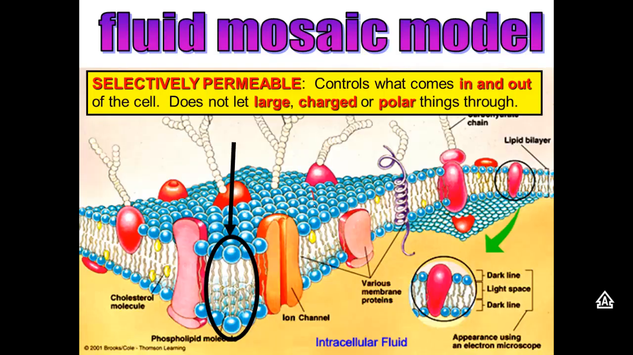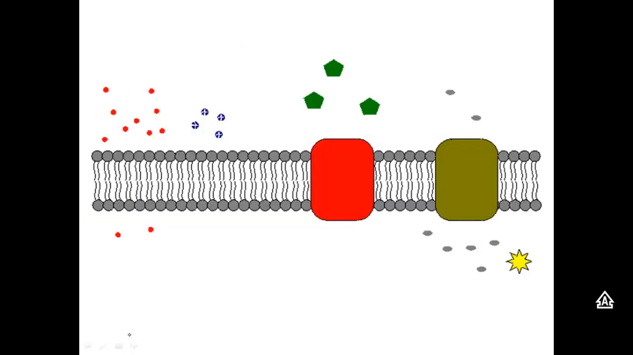It decides or controls what can come in the cell and what can leave the cell. If you're really big, or if you have a positive or negative charge, or if you're polar, you can't go through that way. If you look at this little animation, you'll see that these guys must be small and not charged, something like oxygen or alcohol. Because these ones are charged, they're not going to be able to come in. Lots of things, if they're charged or too big, need a protein helper to move in or out of the cell.